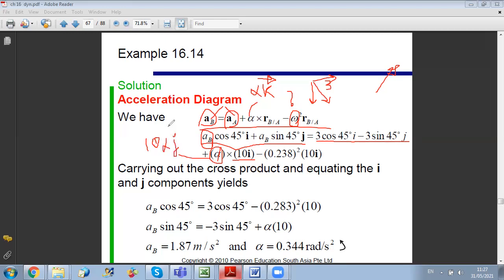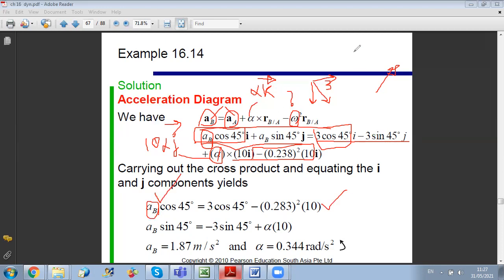Okay? So first we compare along i. What are the terms along i? Along i, from the left side, you have aB cosine 45, equal to, from the right side, 3 cosine 45 minus 0.238 square times 10. So this is your first relation. In this relation, the only unknown is aB. So you can get the value of aB.